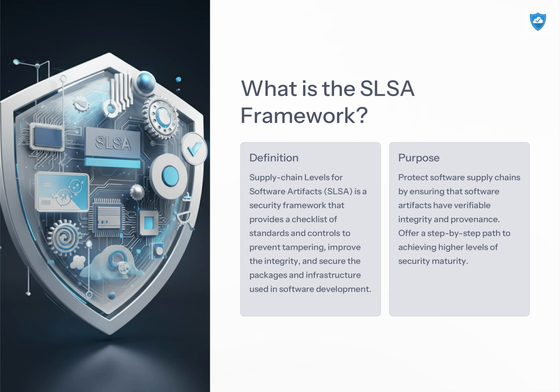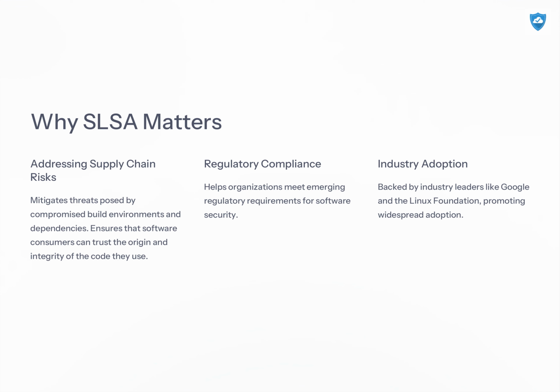In essence, SLSA offers a roadmap for maintaining the trust and authenticity of software as it traverses through the supply chain. SLSA matters because it addresses significant supply chain risks by mitigating threats from compromised build environments and dependencies. This ensures that software consumers can trust the origin and integrity of the code they utilize. Furthermore, it assists organizations in complying with emerging regulatory requirements for software security. Industry giants like Google and the Linux Foundation back SLSA, promoting its widespread adoption.